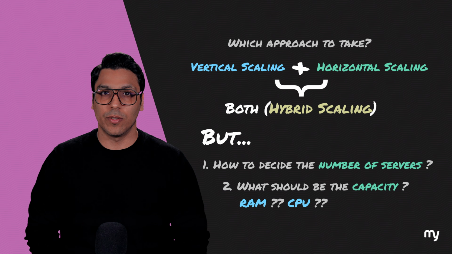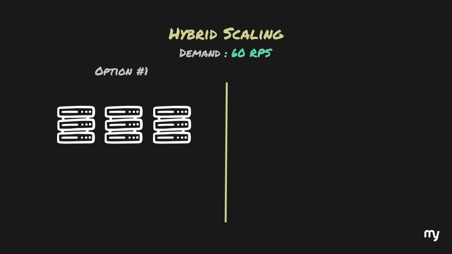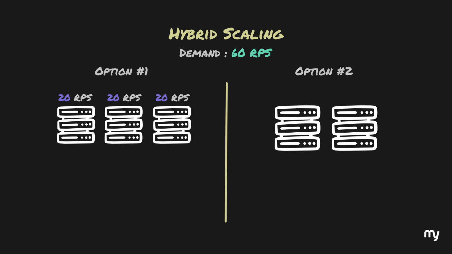So let's dive a little bit deeper. When designing a system, mitigating a single point of failure is a critical priority. That makes horizontal scaling almost unavoidable in any robust architecture. But things get more nuanced when we look at real-world configurations. Let's imagine that our application has an expected demand of 60 RPS. To handle this, we have two potential configurations. Option 1 is to deploy 3 servers, each capable of handling 20 RPS. And option 2 is to deploy 2 more powerful servers, each capable of handling 30 RPS.